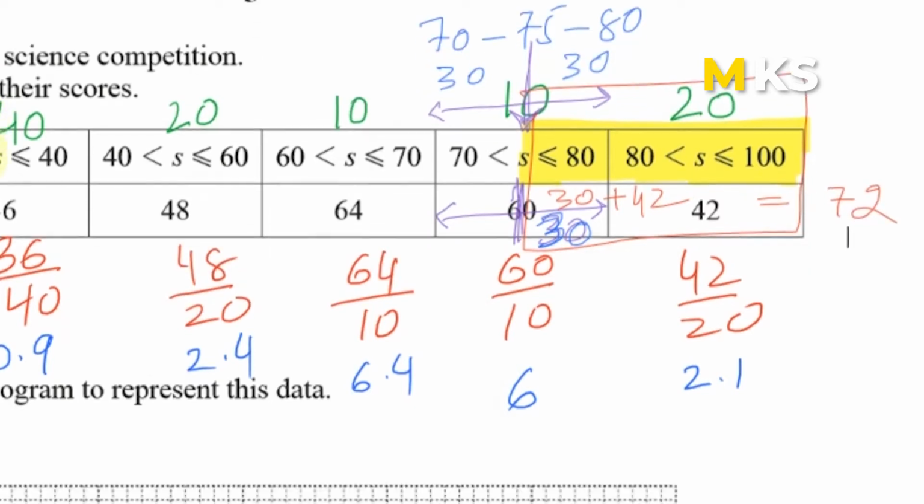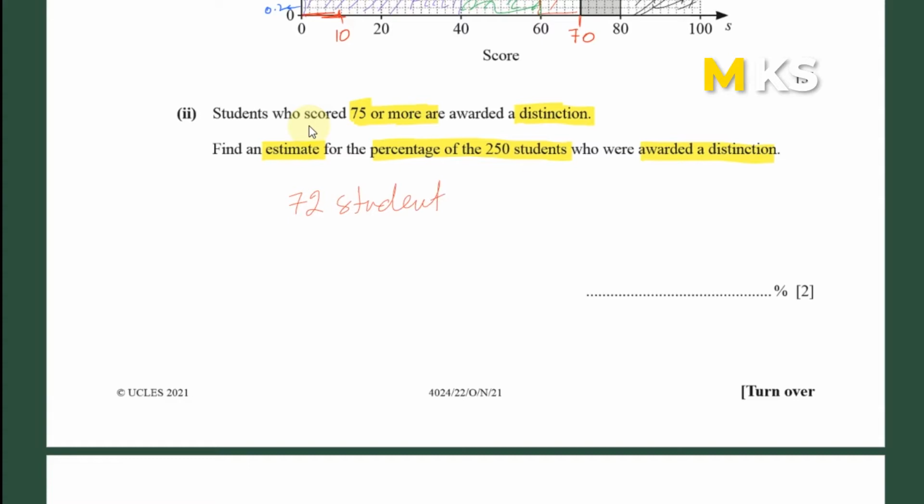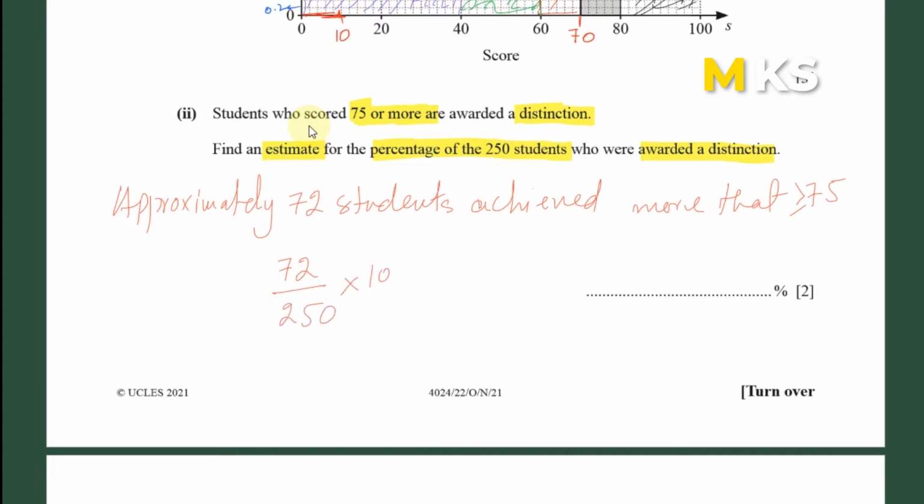So approximately 72 students achieved more than 75. More than or equal to, that doesn't matter because so much approximation is there. So approximately 72 students achieved more than or equal to 75 marks. So 72, now we have to find the percentage. 72 divided by the total, 250, multiplied by 100. Simple, you have to find the percentage.